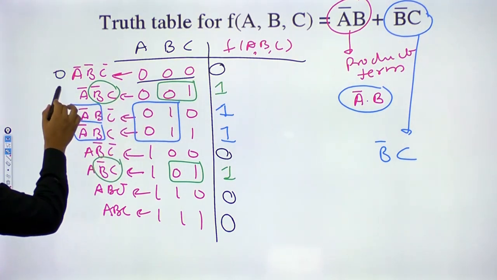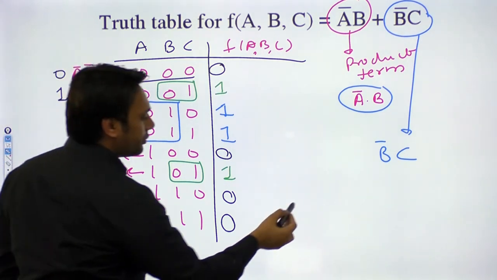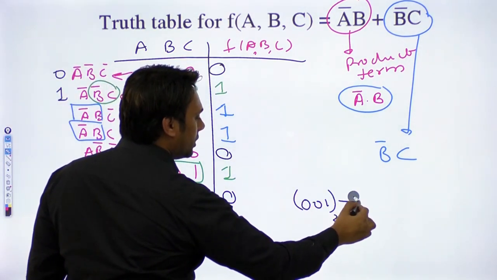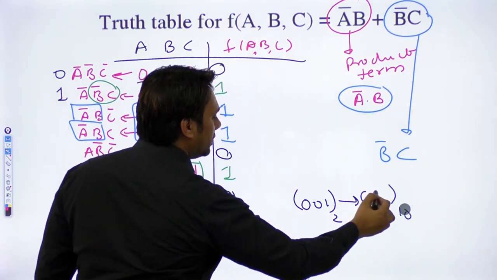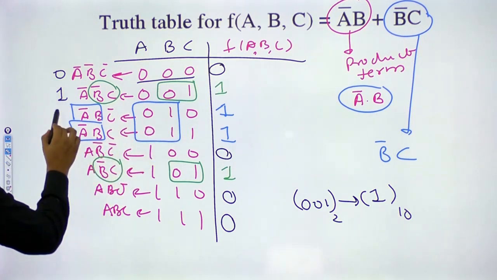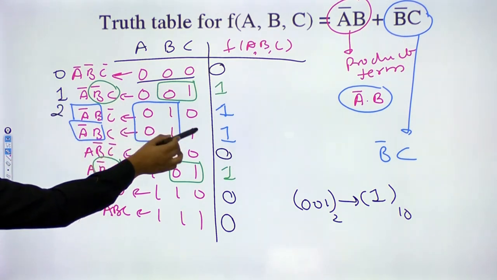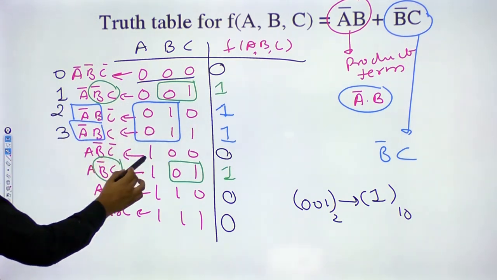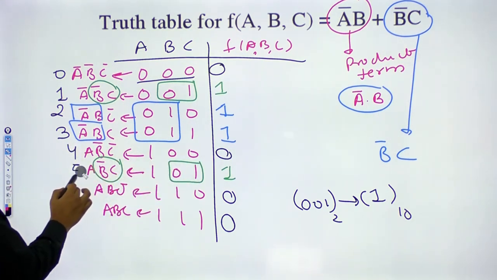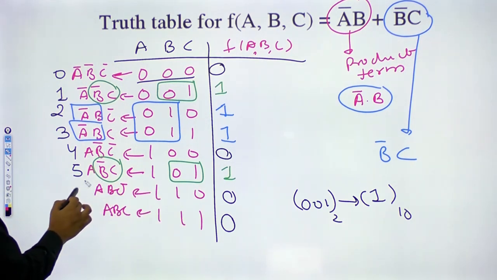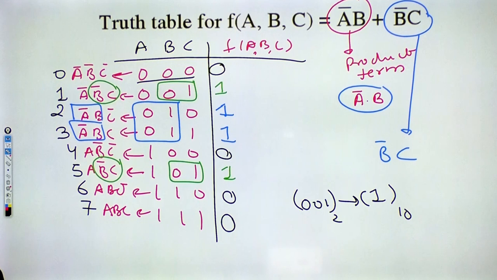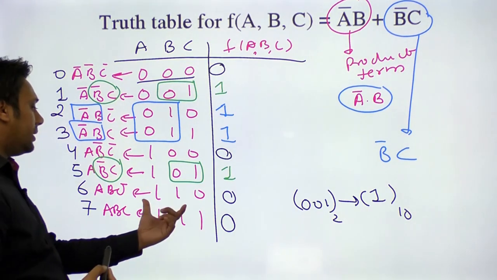001 is associated with the decimal value 1. So how am I doing it? I'm writing 001 in base 2. If you convert this number to a decimal number, it has a value of 1. So 010 has a decimal value 2. 011, decimal value 3. 100, decimal value 4. 101, decimal value 5. 110, decimal value 6. 111, decimal value 7.